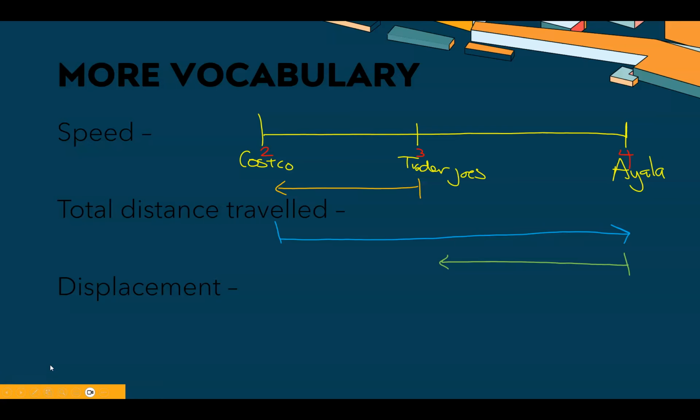And so let's think of the whole travel. We drove from mile marker 3 to mile marker 2, Trader Joe's to Costco to Ayala, and then back to Trader Joe's because we forgot milk. What's the total distance traveled there?